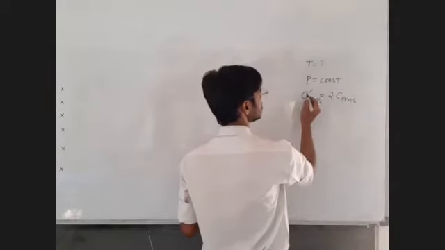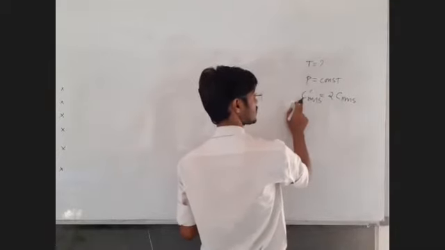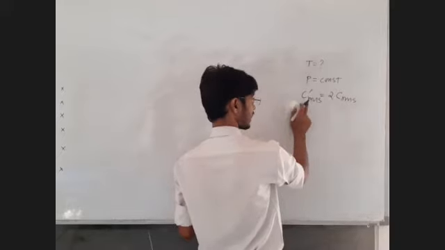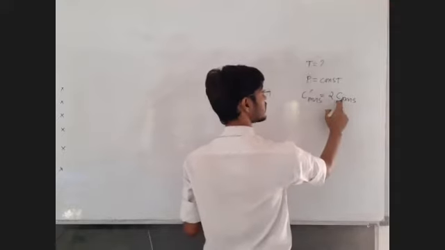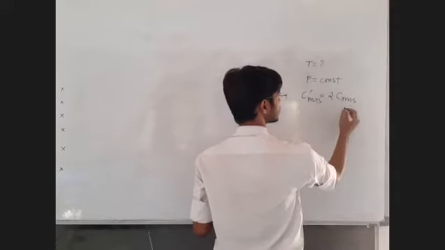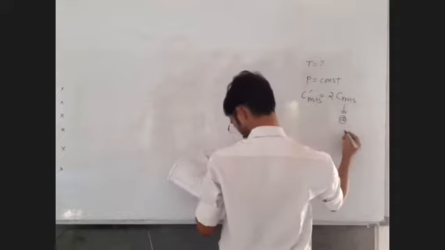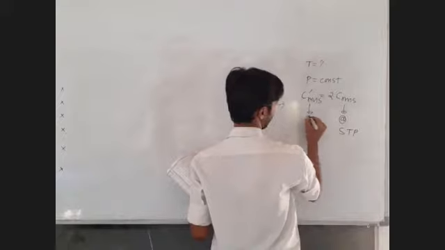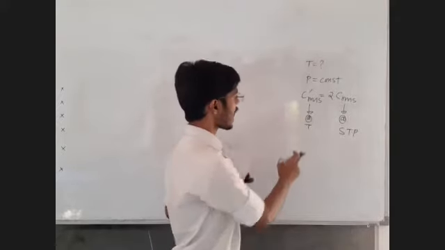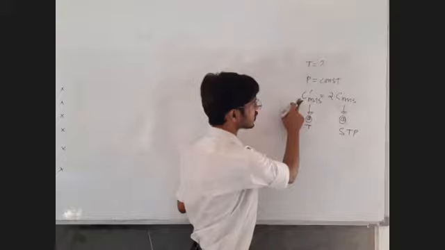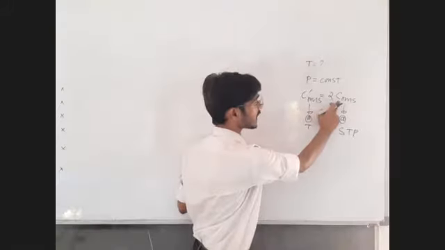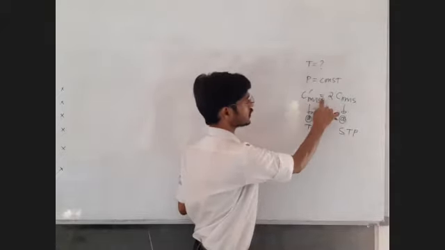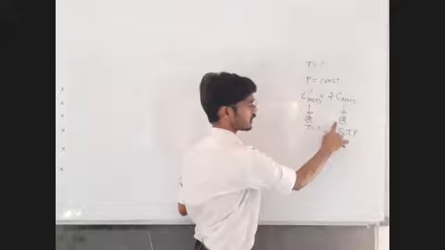So C dash is the RMS value at temperature T, and C RMS is the value at which temperature? At STP, NTP. What they have written? STP. All right. And this at T. So they want at which temperature RMS velocity will be equal to double the RMS velocity at STP.